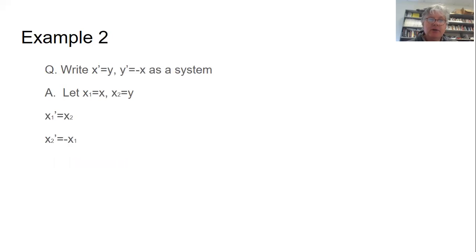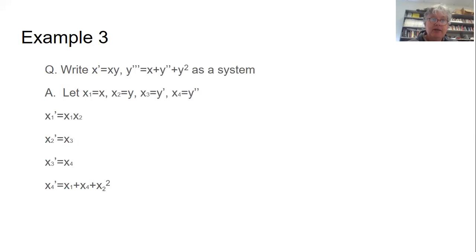Okay, the next one here, we've got a two-dimensional problem. It's linear and it's homogeneous, right? Because there's no non-dependent variable terms in there. So it's very easy. We let x1 be x, x2 be y, and then x1 prime equals 2 and x2 prime equals minus x1. Just basically redo the equations.